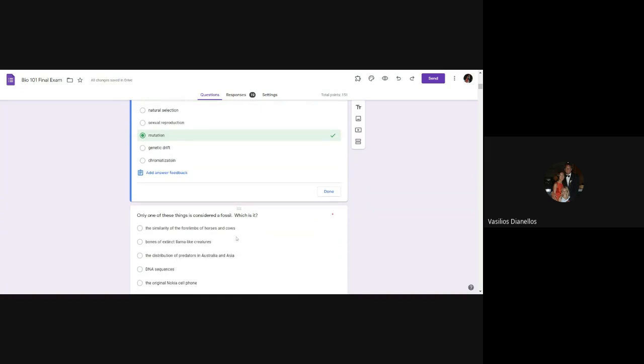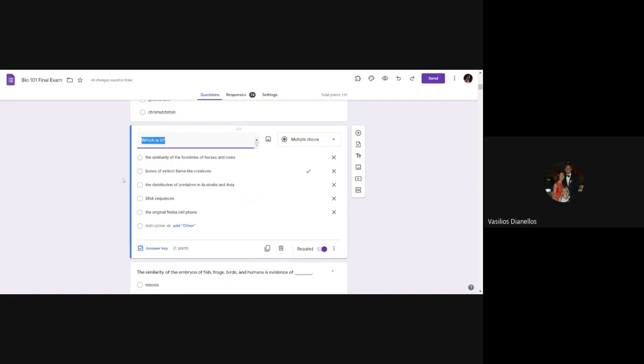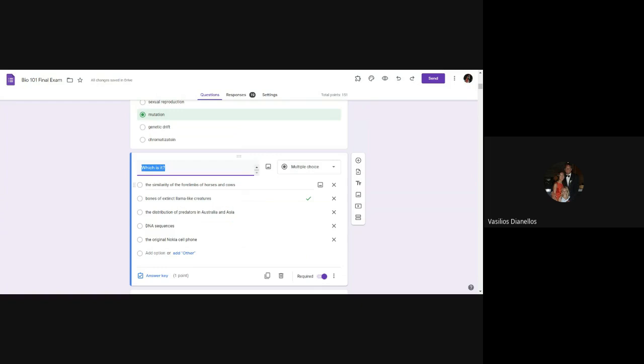Moving forward, only one of these things is considered a fossil. Which is it? I was hoping this was easy. People miss this. Similarity between forelimbs, blah, blah, blah. No, that's evidence of common ancestry. Bones of extinct llama creatures. There you go. There's your key right there. We're talking about bones. We're talking about something that's extinct. So the answer is bones of extinct llama-like creatures.